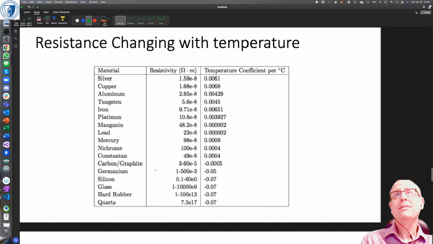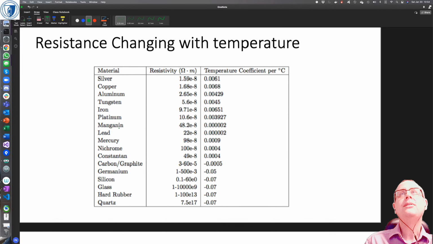And funnily enough, the alpha value is dependent on the sort of material. So here's our resistivity, that's our rho. Here's the temperature coefficient per degree C, there's our alpha. And these are some common materials, and some of them maybe not so common, and their resistivity and their alpha values.